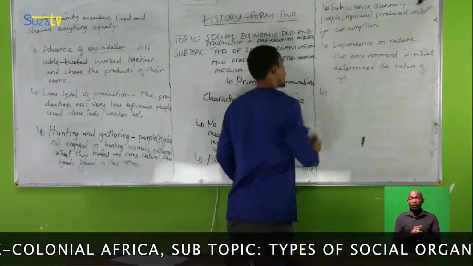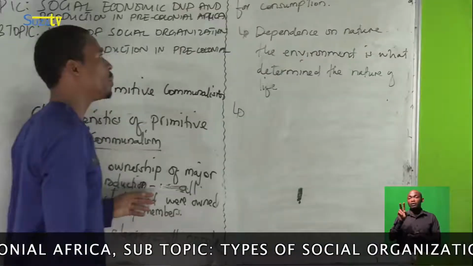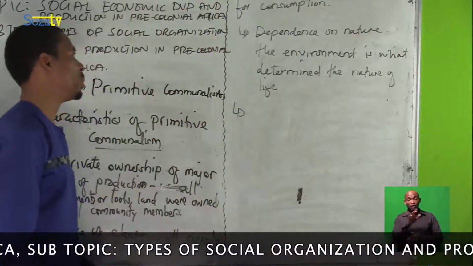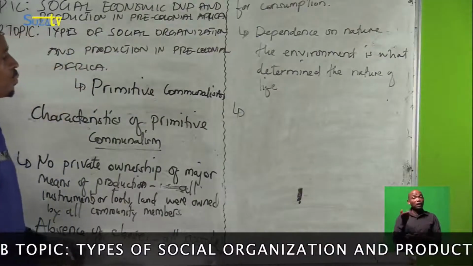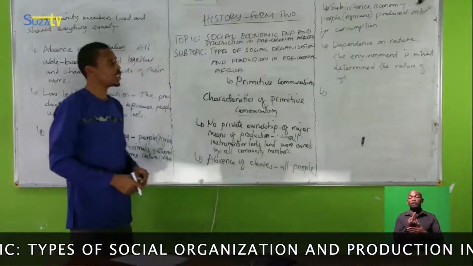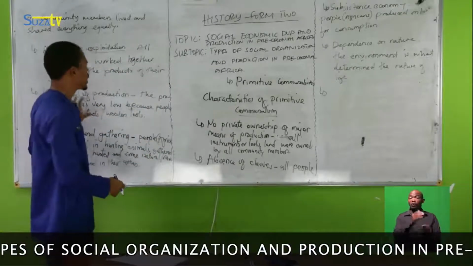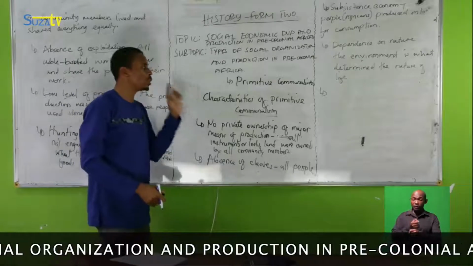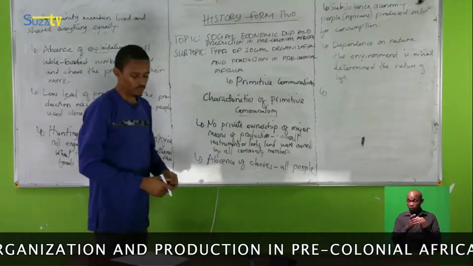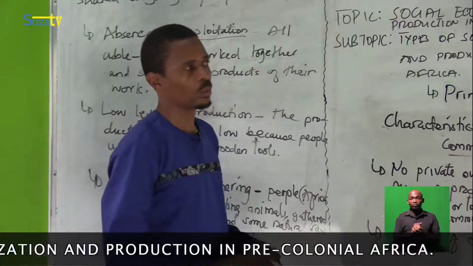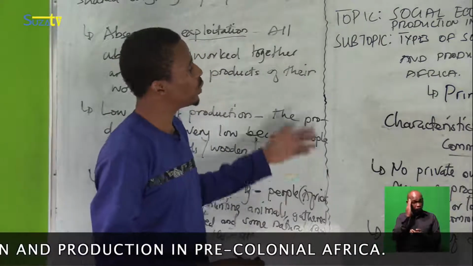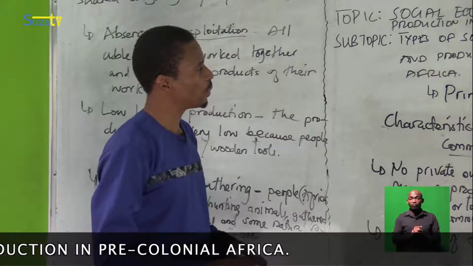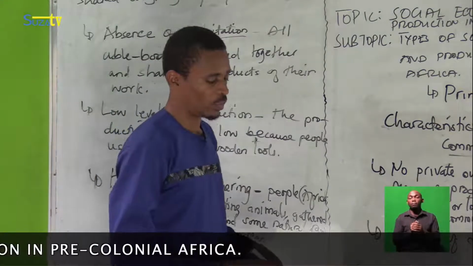That's why we say, during primitive communalism, Africans lived according to the nature of the environment. And this is what resulted in hunting and gathering being one of the major economic activities. Are we together? Have you understood the characteristics of primitive communalism? Okay.